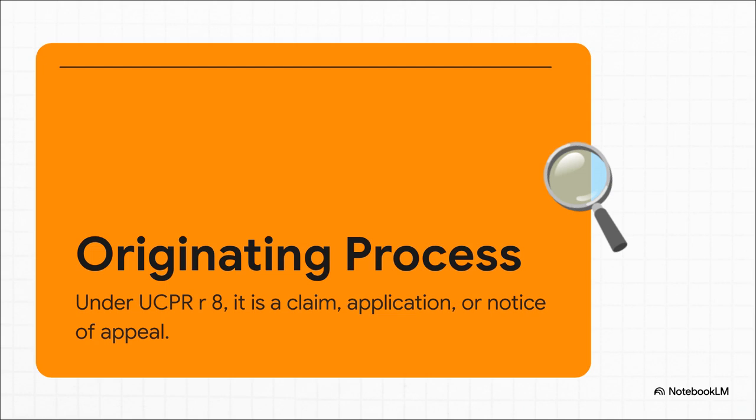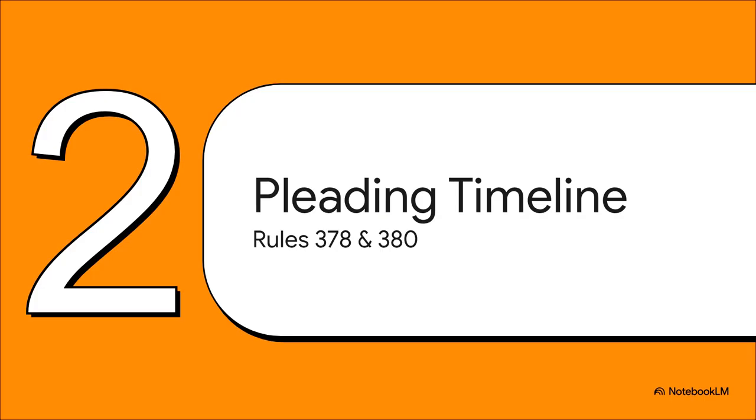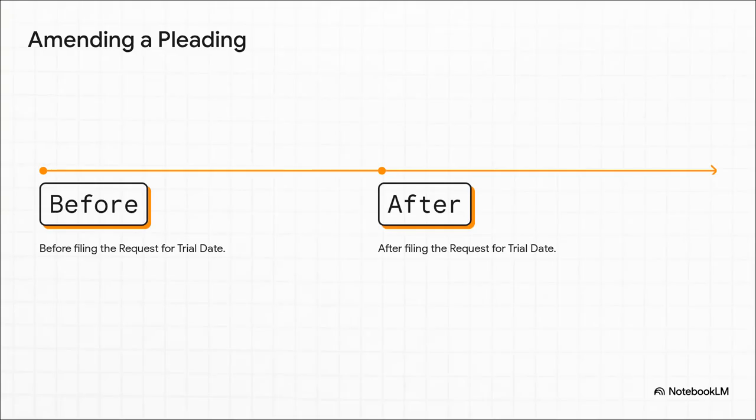Okay, so let's jump into the scenario you're going to face 99% of the time: amending a pleading. Think statement of claim, defense, reply, that sort of thing. The rules here are all about timing, and it all revolves around one single pivotal event. And that pivotal event is the filing of the request for trial date. You should really think of this as a massive line in the sand. How you amend your pleadings is totally different depending on which side of that line you find yourself on.